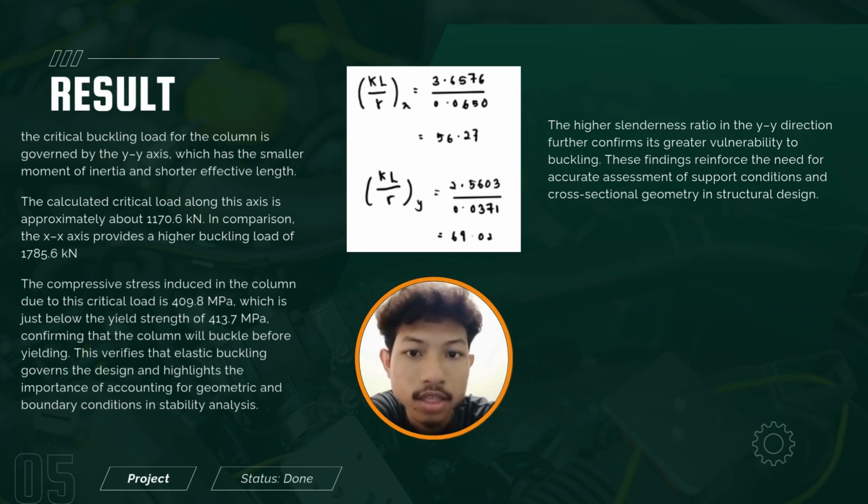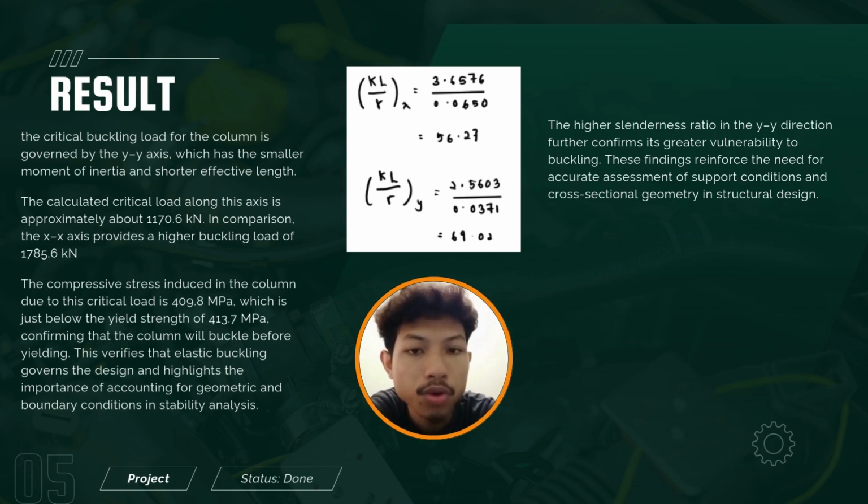Next, the stress. The compressive stress induced in the column due to this critical load is 409.8 megapascal. So the stress is below the yield strength of 413.7 megapascal. This confirms that the column will buckle before yielding. This also verifies that elastic buckling governs the design and highlights the importance of accounting for geometric and boundary conditions in stability analysis.